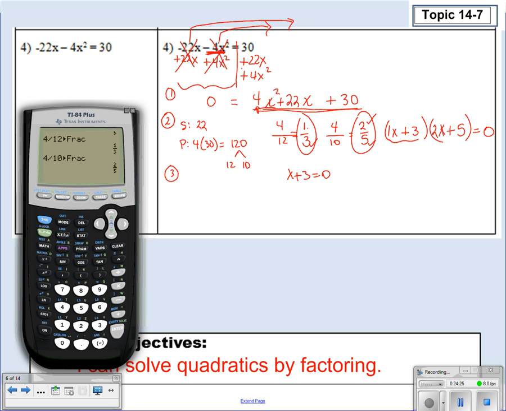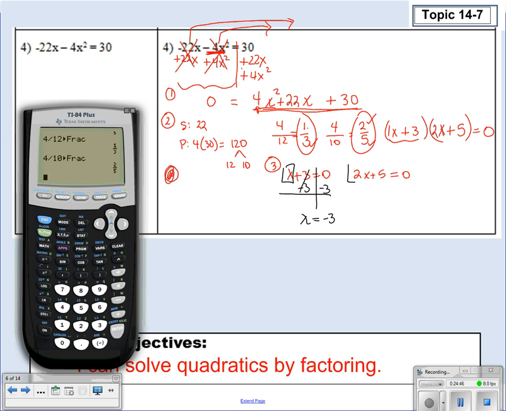Set it equal to 0. And we'll do the 2x plus 5 and set it equal to 0. So here's our step 3. Step 4 says to solve. Draw a line, box our variable. Subtract 3 from both sides. We have x already by itself. Positive 3 minus 3 is 0. 0 minus 3 is a negative 3.